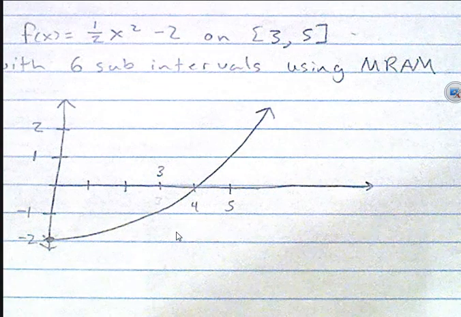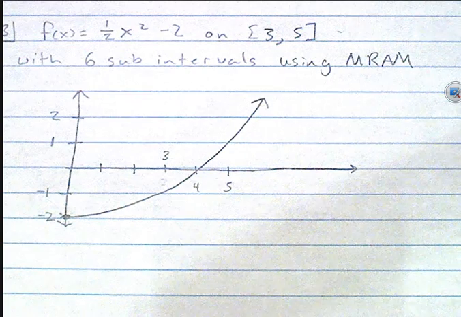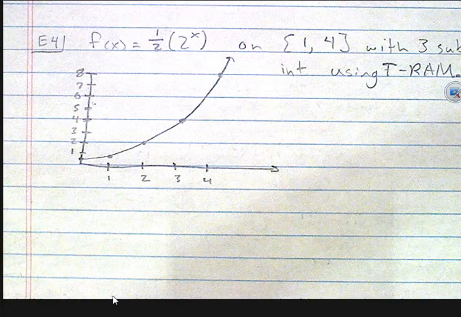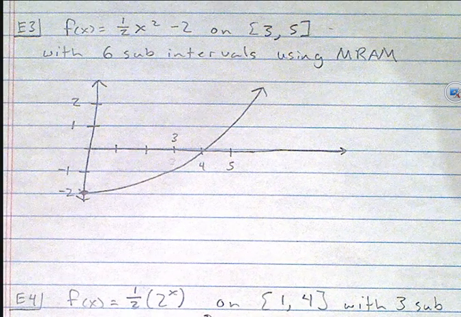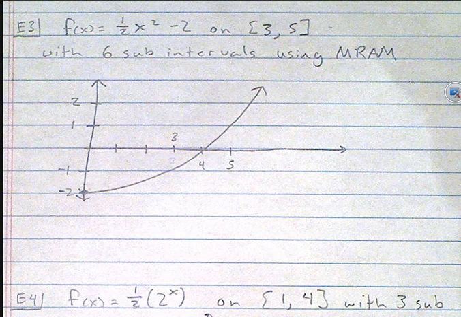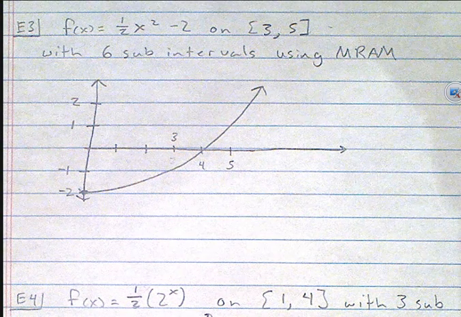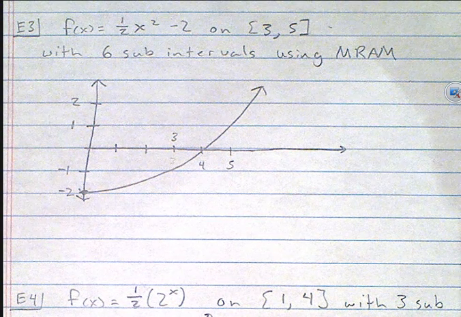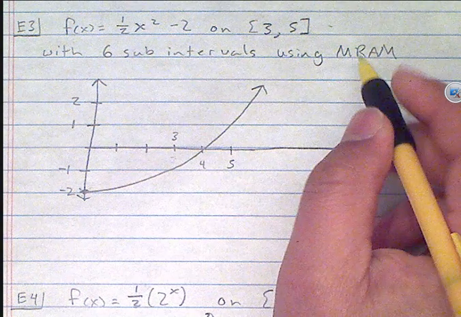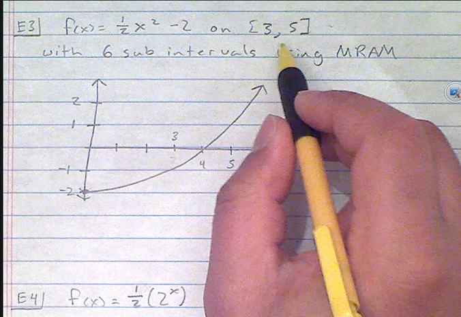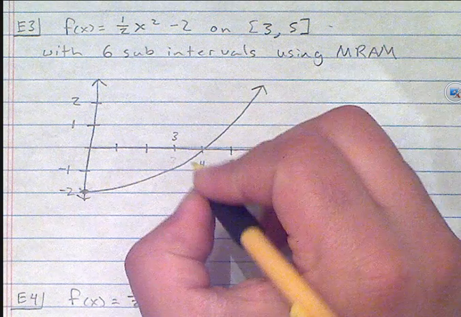Alright, example 3. Zoom out. Get some scrolling here. Alright, so this one's going to be fairly difficult. I'm going to try to work through it as neatly as possible. But six subintervals using the midpoint rule of this on 3, 5. Alright, so we got 6 subintervals.